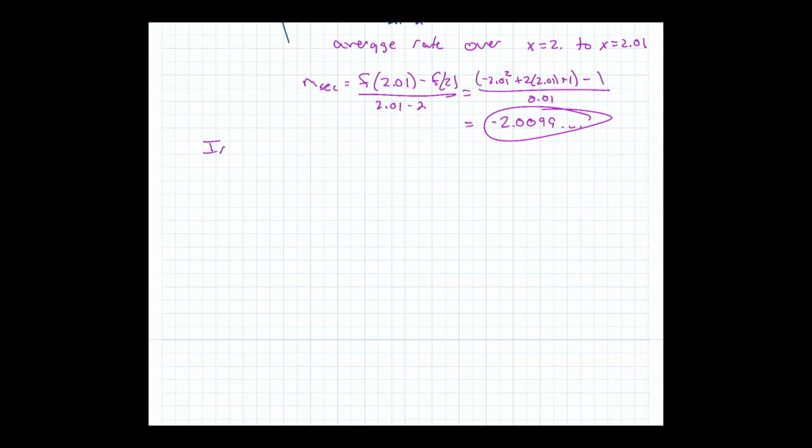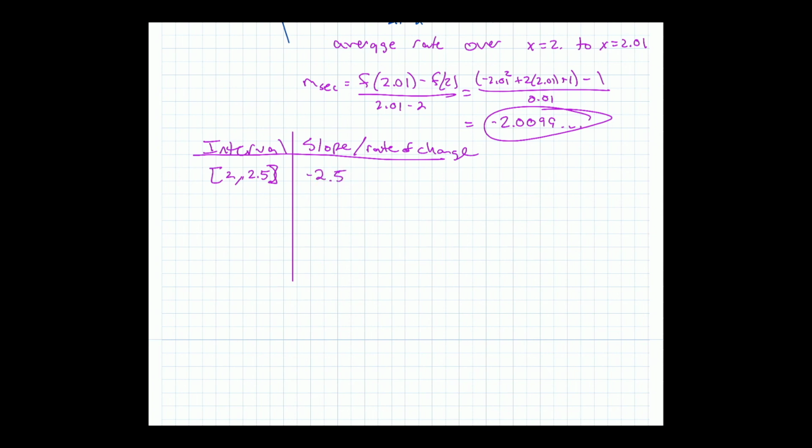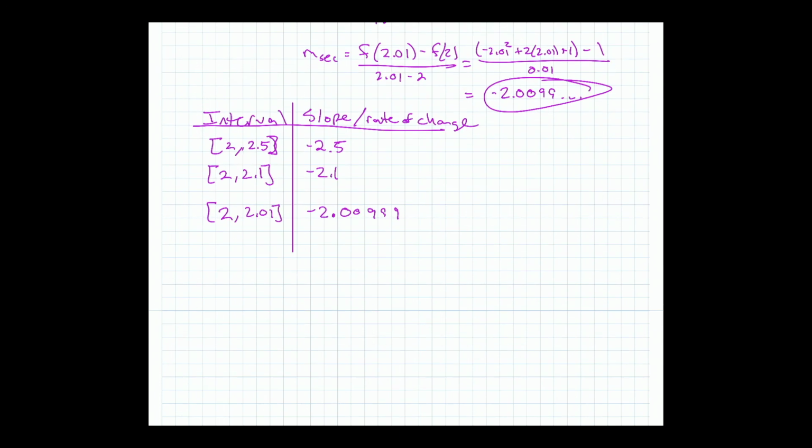So the interval, put here, and let's put the slope, or rate of change. So the interval, when we did 2 to 2.5, we got negative 2.5. When we did 2 to 2.1, we got negative 2.1. When we did 2 to 2.01, we got negative 2.00999.